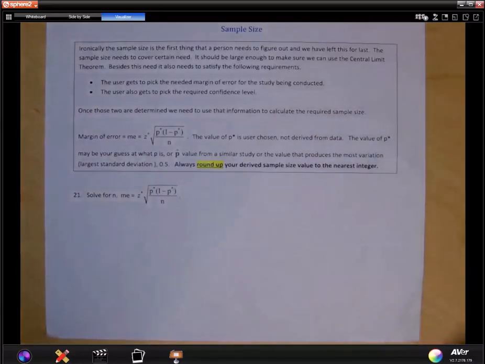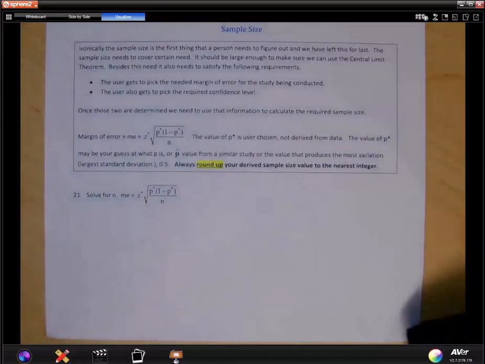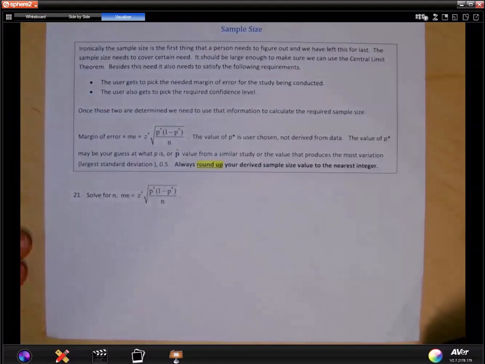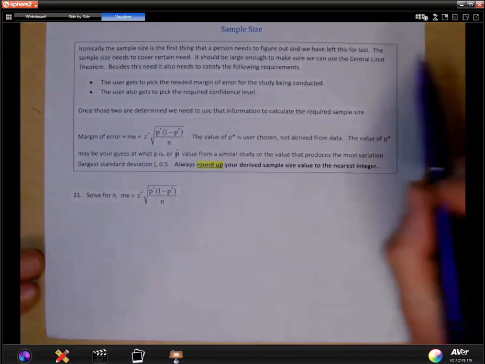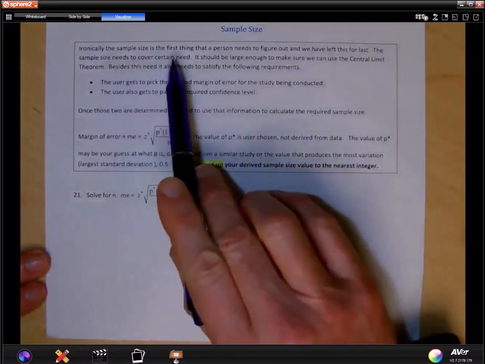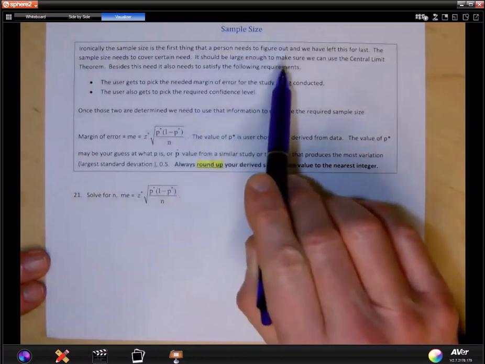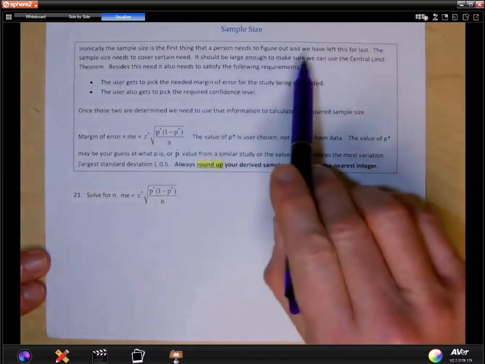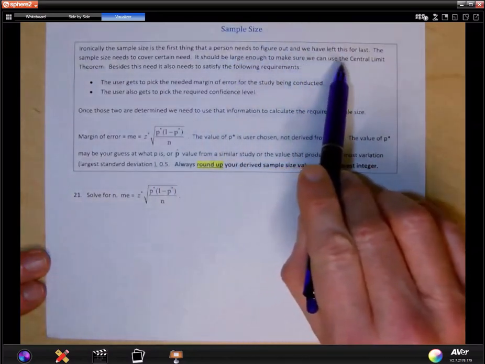We're going to look at the sample size, but this time to determine what is the appropriate sample size needed in order to achieve a goal as far as the margin of error. Ironically, the sample size is the first thing that a person needs to figure out. So this is really the first thing we should be doing, and we have left this for last.